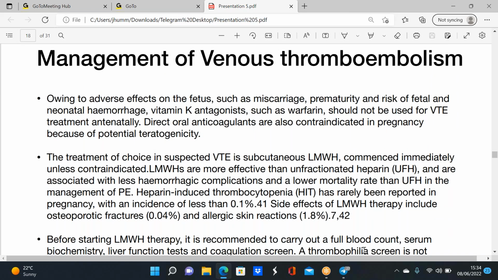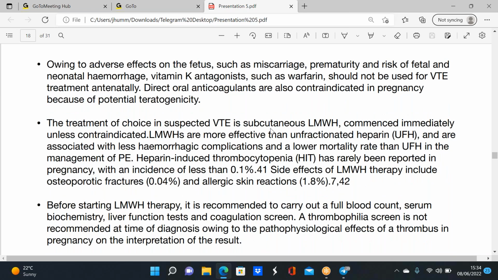Now, management. So management of venous thromboembolism. Low molecular weight heparin, as I have already told, needs to be started. We'll talk about the oral anticoagulants also. There are some adverse effects on the fetus with the oral anticoagulants, like miscarriage, prematurity, and risk of fetal and neonatal hemorrhage. Vitamin K antagonists such as warfarin should not be used for VTE treatment antenatally. Direct oral anticoagulants are also contraindicated in pregnancy because of potential teratogenicity. So oral anticoagulants should not be started.